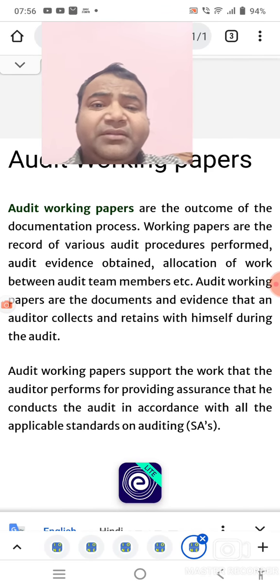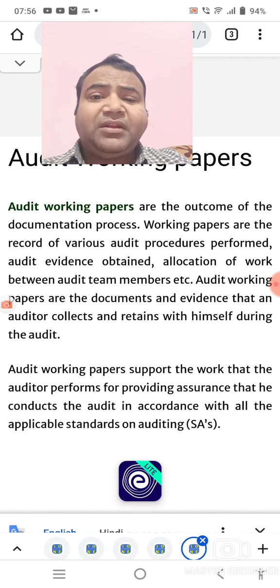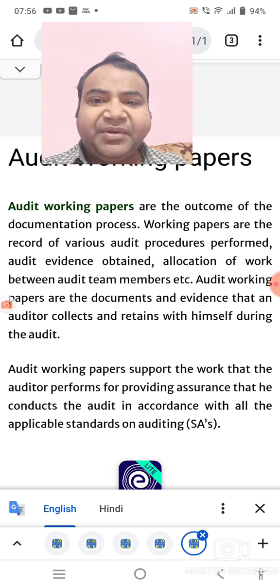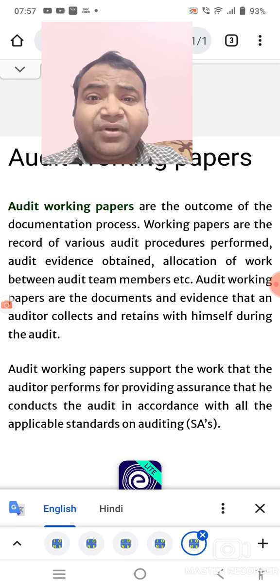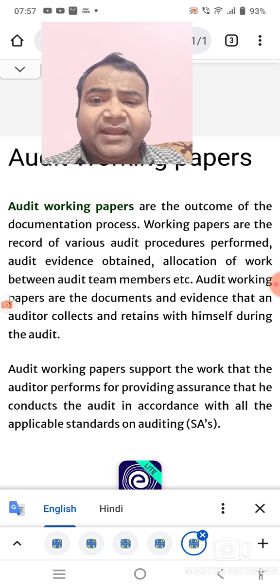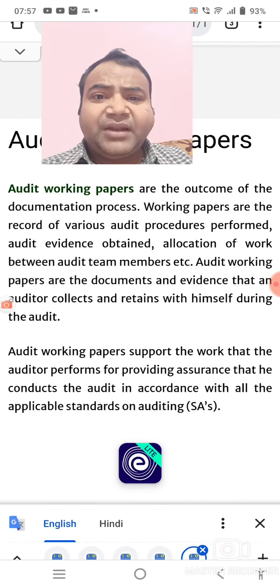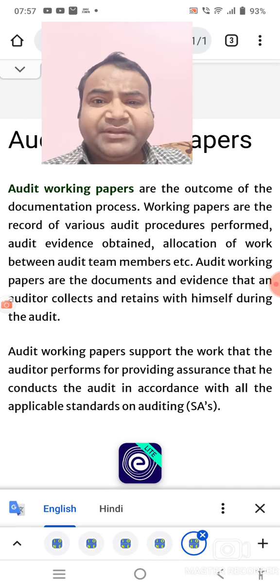audit working papers are nothing but the outcome of the work documentation process. Working papers are generally the record of the various audit procedures being performed and audit evidence being collected or obtained by the auditor, and whatever work is allocated between the audit team members. So that allocation of work will also be mentioned in the audit working paper, and evidence and other important information are to be collected in this kind of working paper.